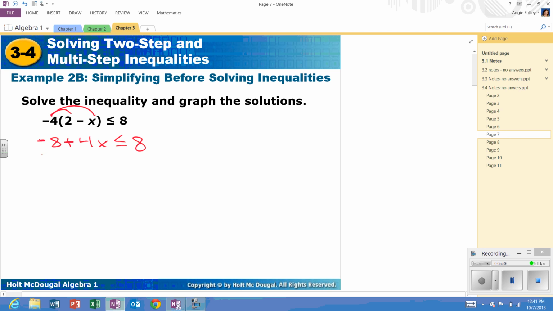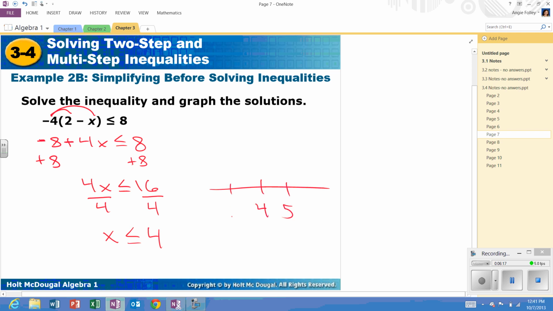Now, let's get rid of this 8 on this side. So the inverse operation is to add 8. So that means we have 4x is less than or equal to 16. And then we can divide both sides by 4. So x is less than or equal to 4. Again, we're going to graph it. I'm just going to do a couple numbers. We're going to use a closed circle at 4, and x is less than or equal to. Okay?